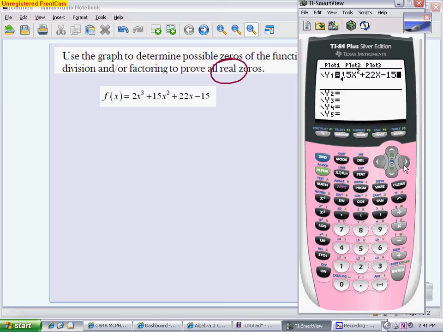Once you're sure that everything looks good, hit the graph button and take a look at your polynomial. What you are looking for is places where your graph crosses the x-axis that look to be integer zeros. So I don't really want to worry about the one that looks like it's somewhere between 0 and 1 right now, because it's not something that I can easily pick a number and do synthetic division. If I look at my graph, I'm going to pick either -3 or -5, because to me those are ones that look pretty obvious that that's where it crosses the axis.